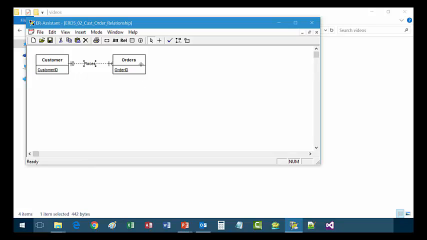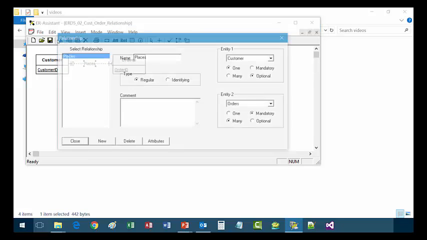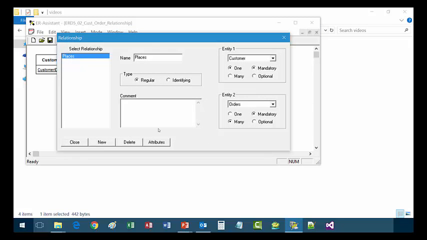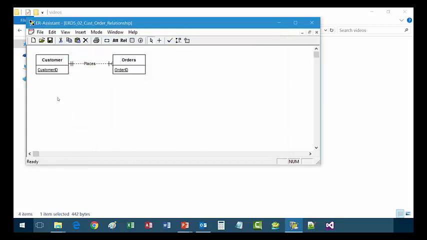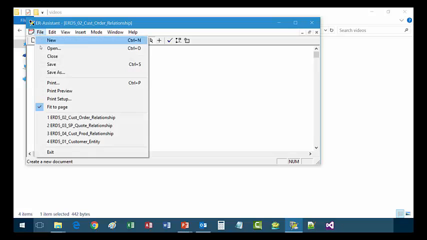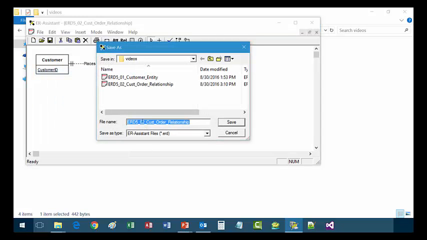In other words, an order is called existence dependent on a customer. In other words, it cannot exist without a customer. Okay, so let's reverse the action. Close it and save it. Okay, so this was where we started. So for compare and contrast, we'll save this as 03 sort of customer held salespeople.